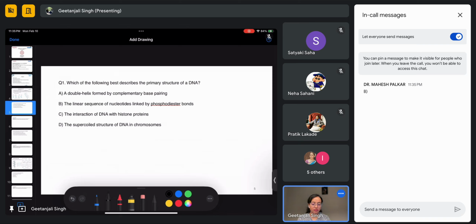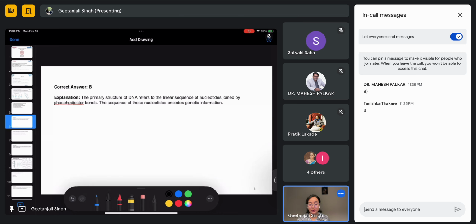One thing about DNA that I forgot to mention while going through it is it always has this complementary base pairing. So adenine, A, will always form bond with T, and G will always form bond with C. So A-T, G-C. Hence, it is a double helical structure, and the number of purines is always equal to the number of pyrimidines. So the answer for this question is B. The primary structure of DNA refers to the linear structure of nucleotides joined by phosphodiester bonds, and that is how it encodes all the genetic information.